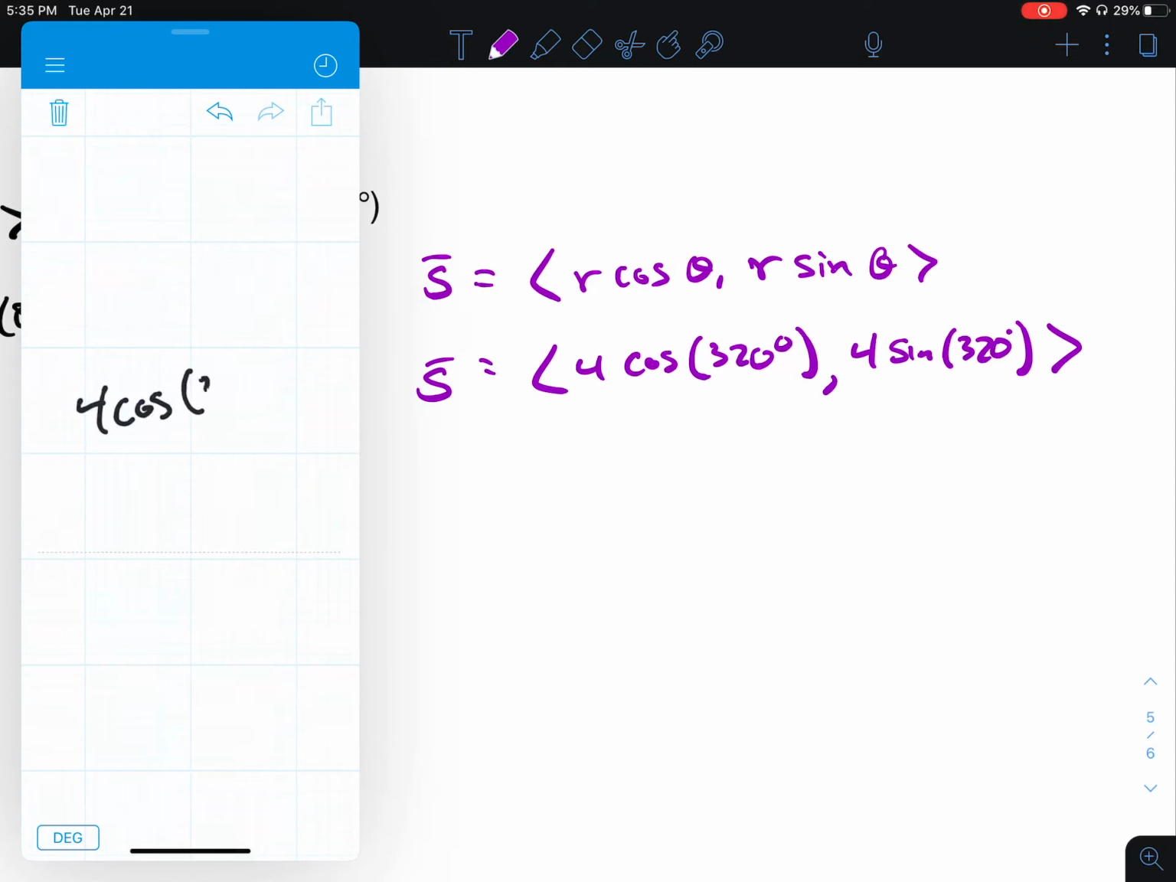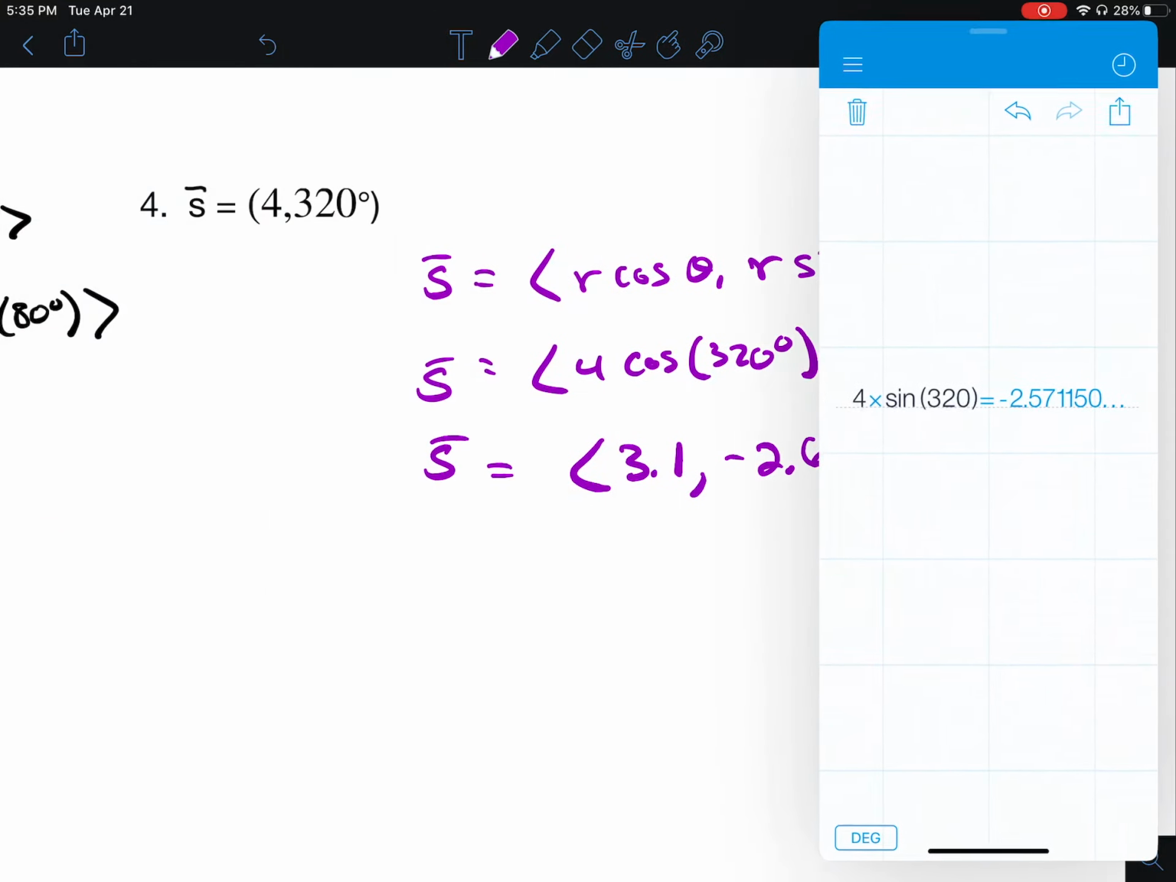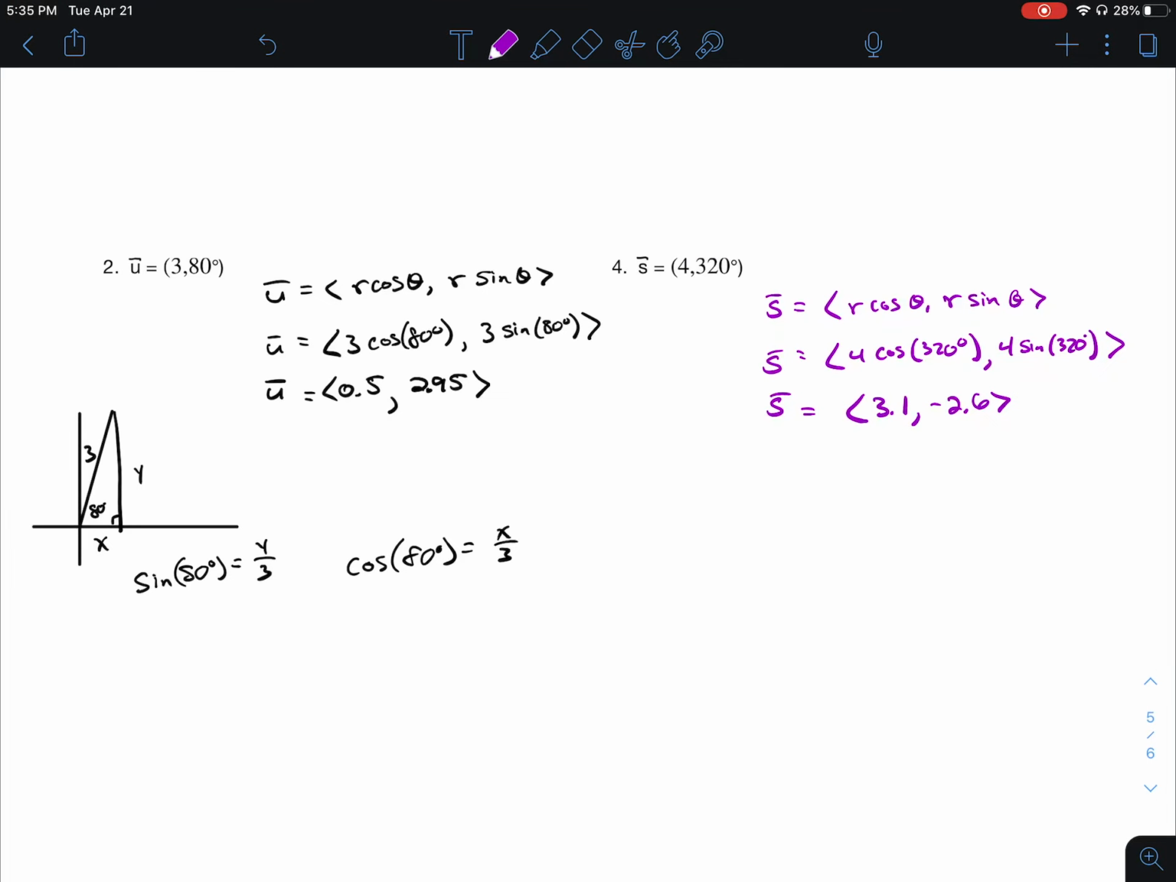Four cosine of 320 degrees. That's about 3.1. 4 times sine of 320 degrees is negative 2.6 approximately. That's negative like we suspected. All right, that wraps her up.